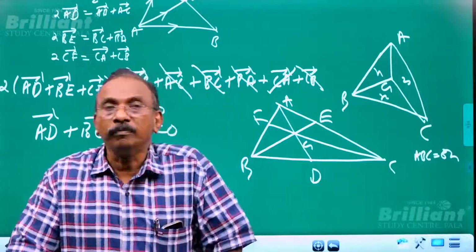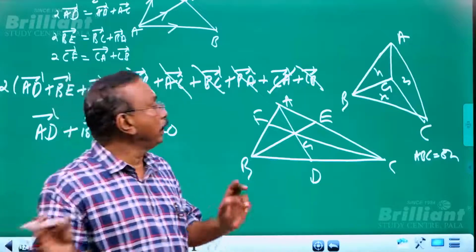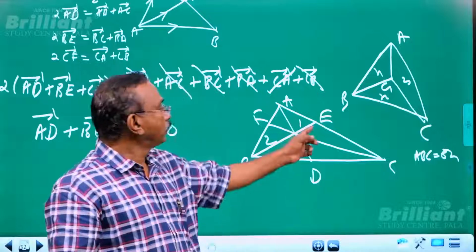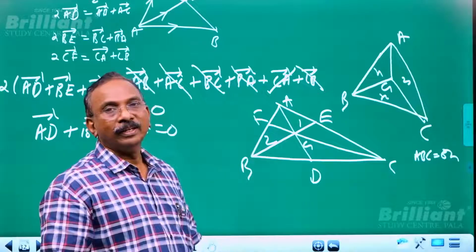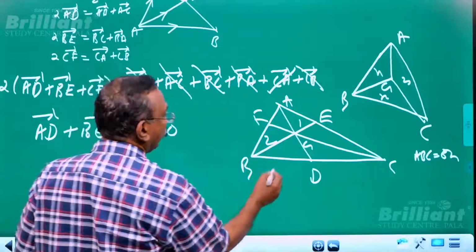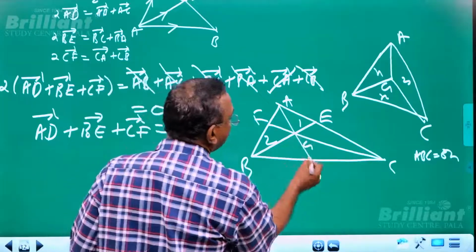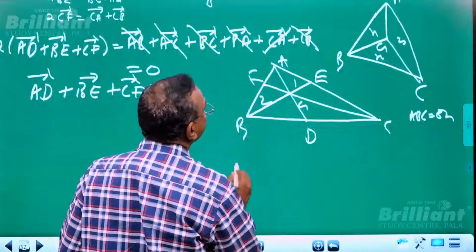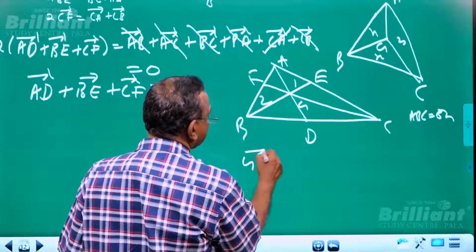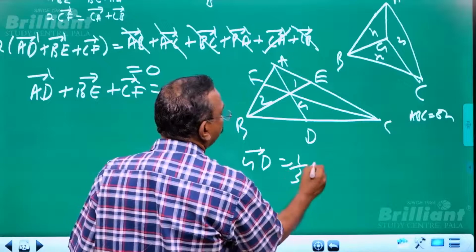At the same time, the centroid divides the median in the ratio 2:1. That is, this length is twice that length, and this is twice that length. So if GD is there, GD is 1/3 of AD. So what is GD? Vector GD is 1/3 of vector AD.